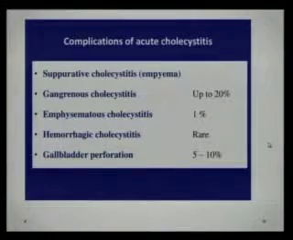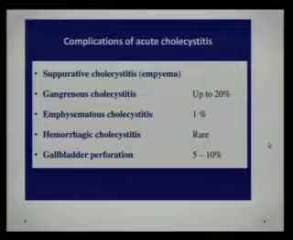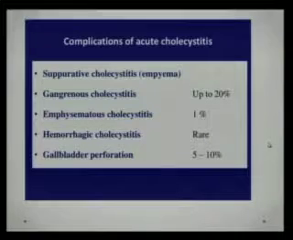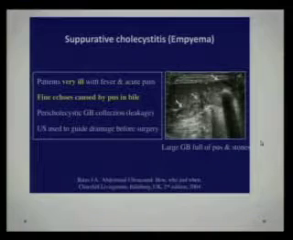Now let's talk about some complicated forms of acute cholecystitis, like suppurative cholecystitis, which is also known as empyema, gangrenous cholecystitis, emphysematous cholecystitis, hemorrhagic cholecystitis, and then finally gallbladder perforation. If anything, in our clinical practice, at best we will see gangrenous cholecystitis, but I can assure you we'll rarely see emphysematous cholecystitis outside a textbook, or hemorrhagic cholecystitis. We may see gallbladder perforation, but gangrenous cholecystitis is the one we need to look out for.